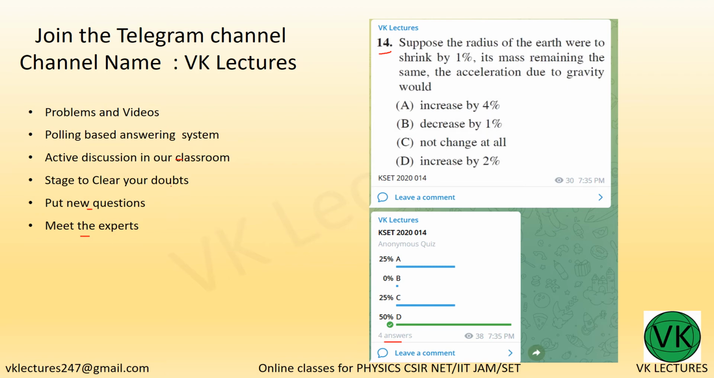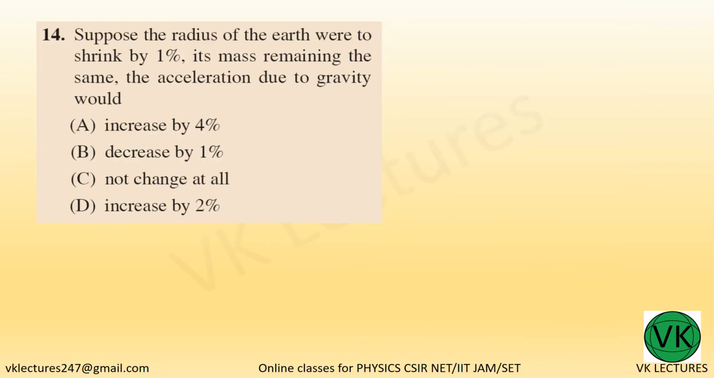Now let's go to the 14th question. Suppose the radius of the earth were to shrink by 1%, with its mass remaining the same. The acceleration due to gravity would be? Now what is the formula? g is equal to capital G into M divided by r square.